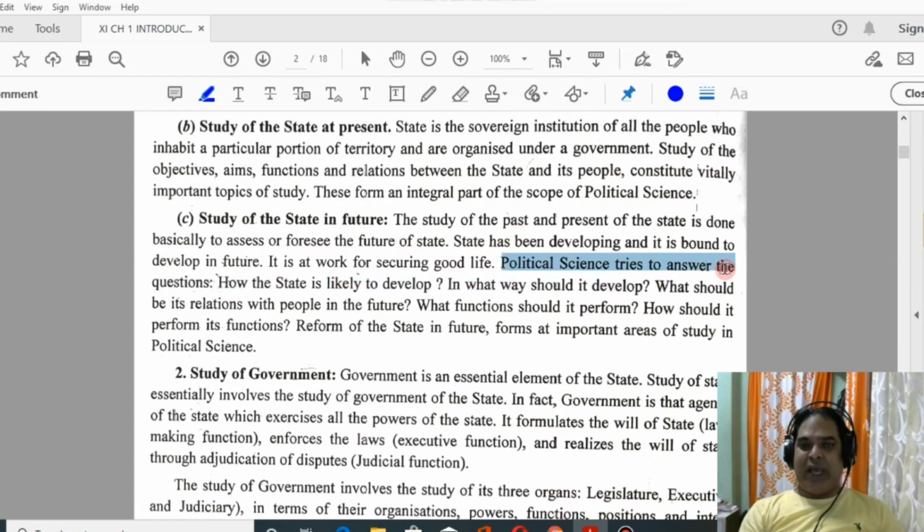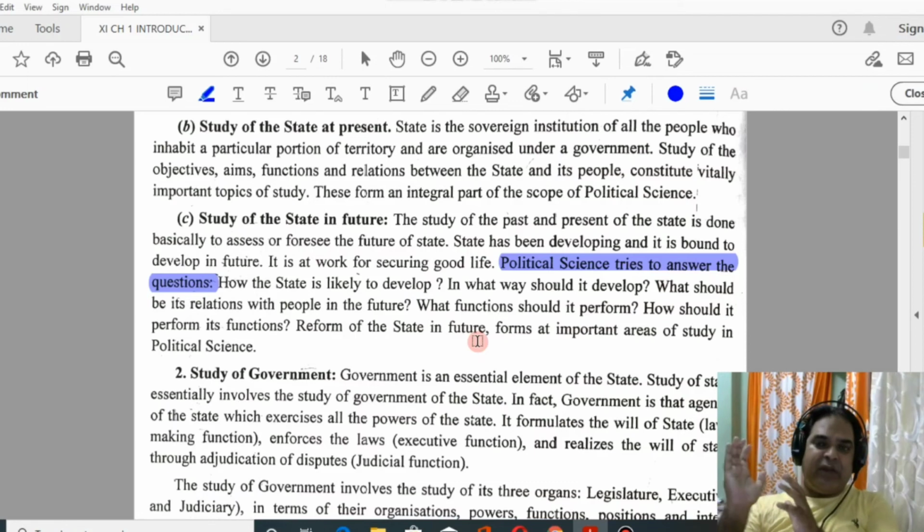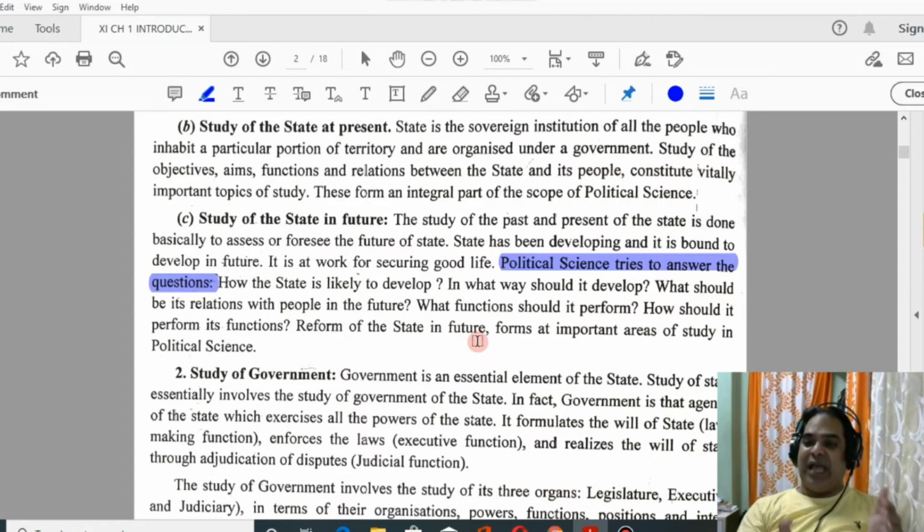Political science tries to answer questions. What type of questions does it try to answer? How is the state likely to develop, in what way should it develop, what should be the relation with people in the future, what functions should it perform, and how should it perform its functions? The reforms of the state in future. So what type of state we expect in future can be studied by studying the present condition of the state as well as past theories of the state. That will give us a good idea about the future of the state.